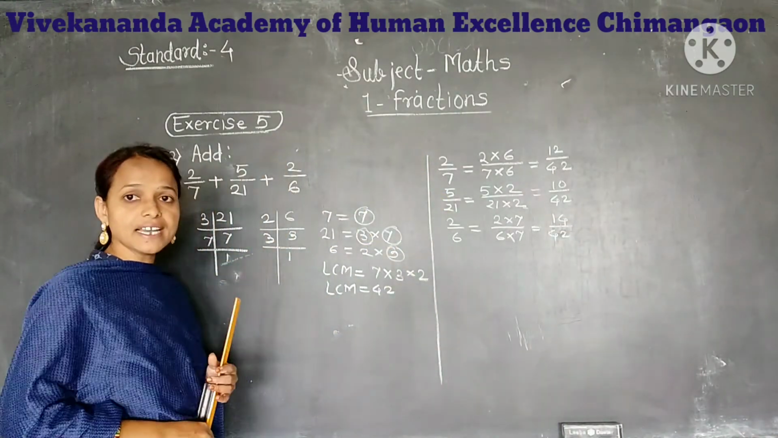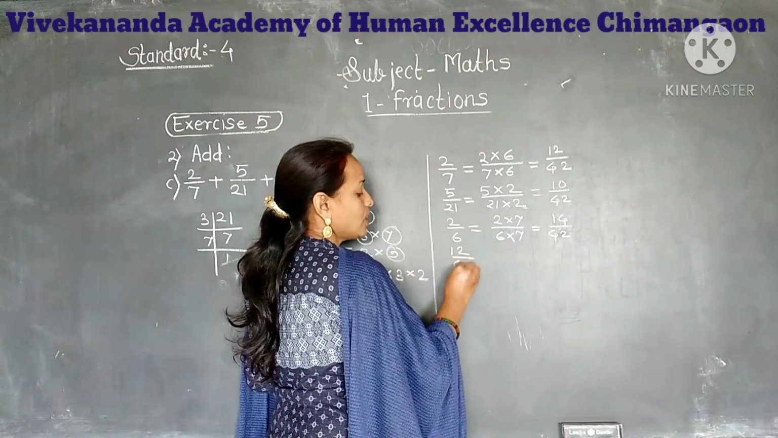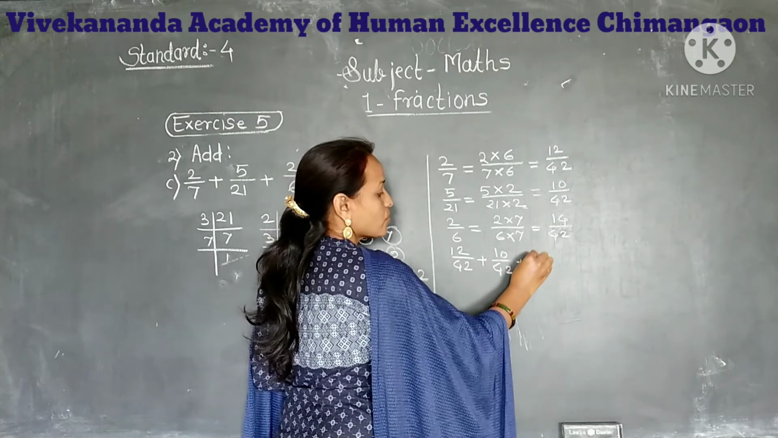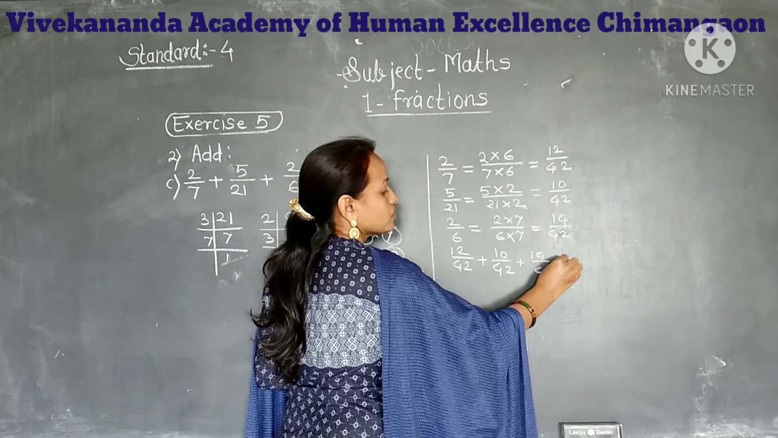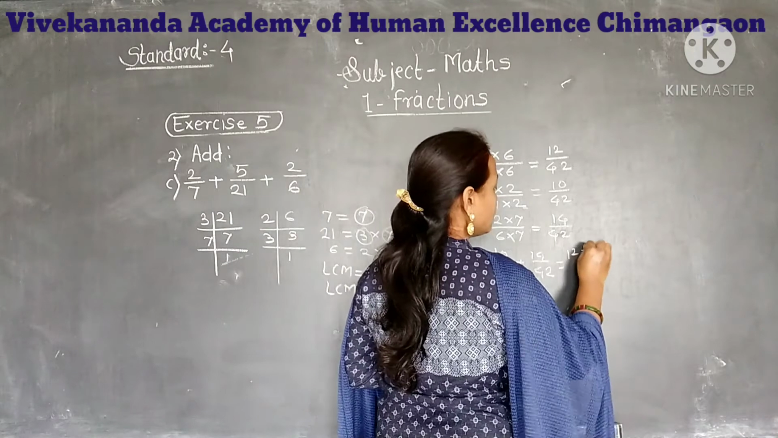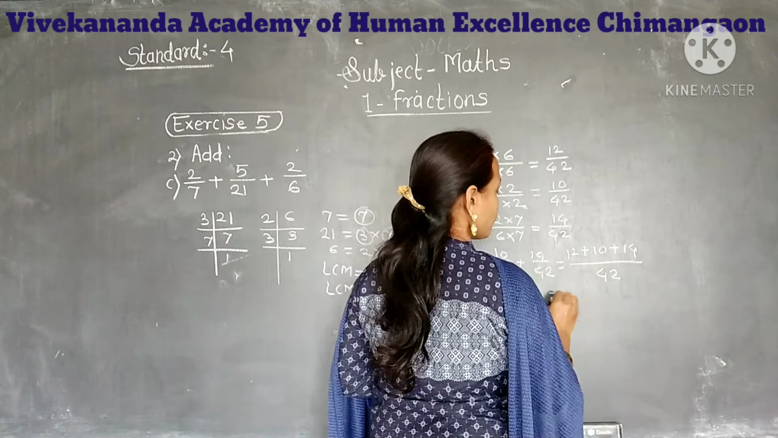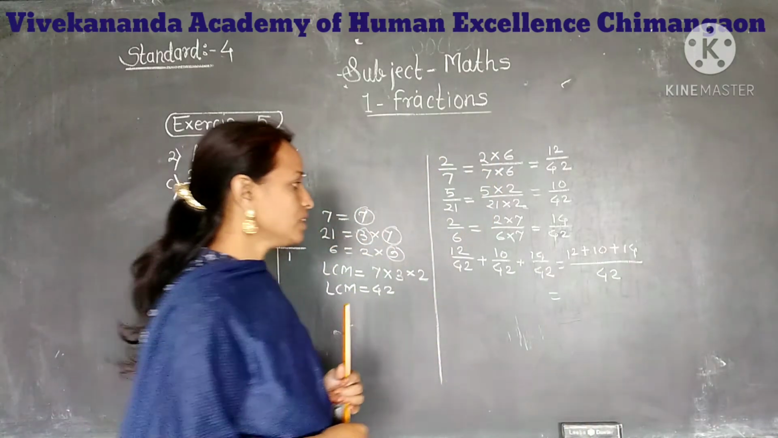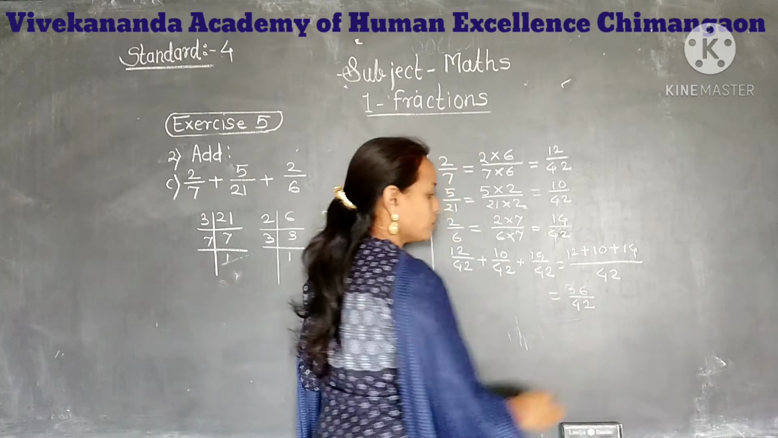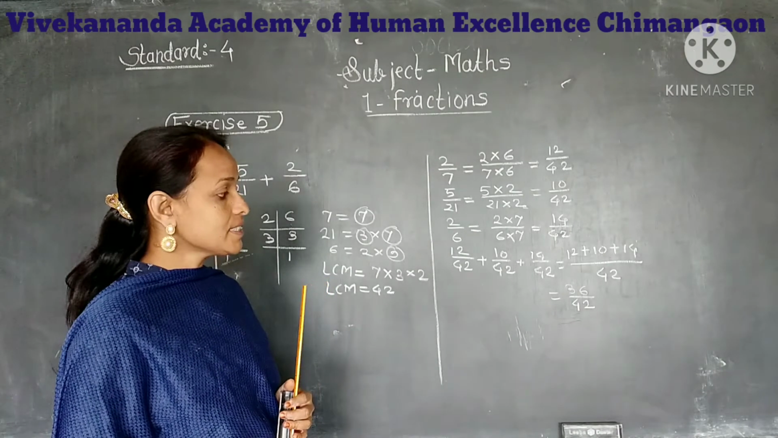Now here we converted unlike fractions into like fractions. Now we will add them. 12 upon 42 plus 10 upon 42 plus 14 upon 42. Now we add the numerators: 12 plus 10 plus 14 upon 42. We add, we get 36 upon 42. Now we have to reduce it to lowest terms, 36 and 42.